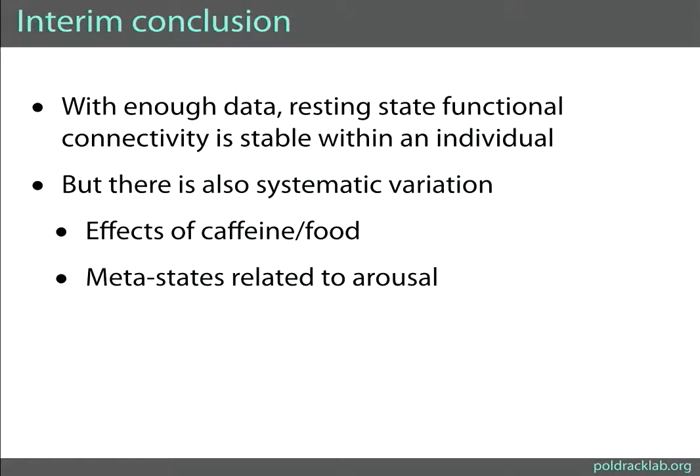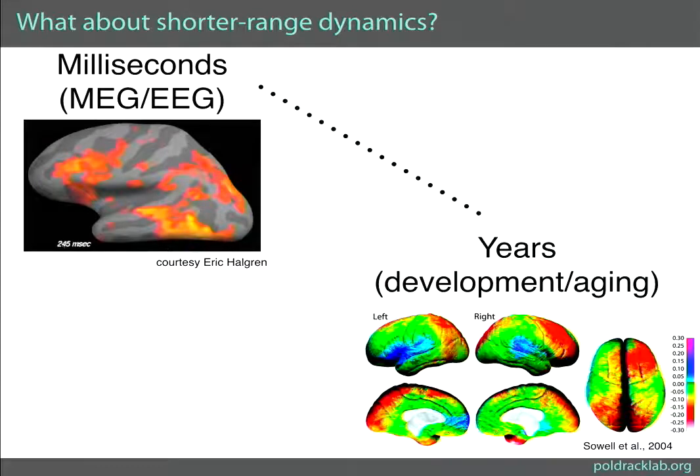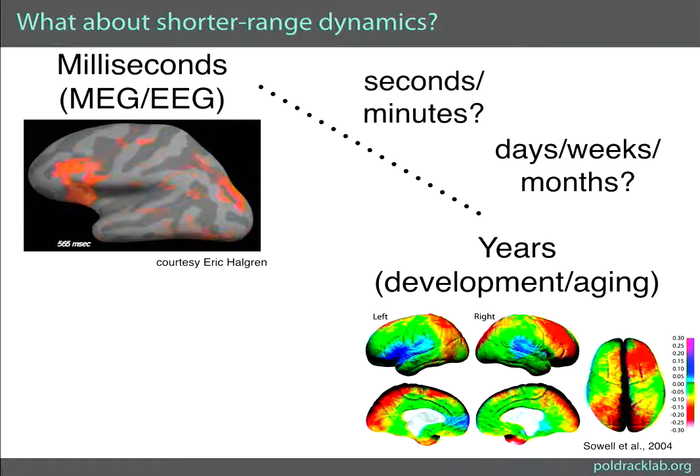So this basically shows that, with enough data, resting state connectivity is an incredibly stable measure, but also shows variability over time that we think we can explain primarily in terms of arousal states. There's probably other drivers as well, but those are the ones that have really popped out. So then the question is, what about things happening on an even shorter time scale? This is looking at days, weeks, months. What about seconds and minutes, right?